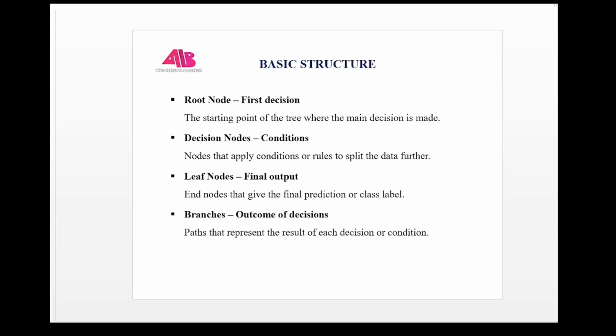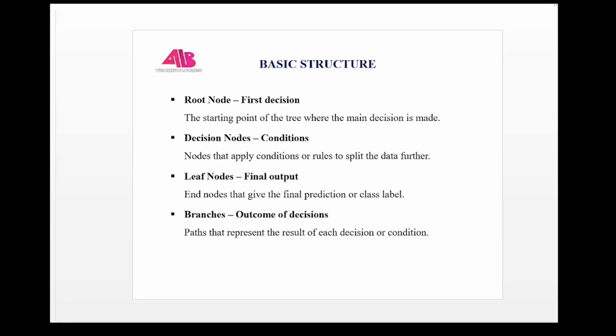Now let's look at the basic structure of the decision tree. Every decision tree starts with something called the root node. This is the very first point where the main decision is made. From the root node, we move to the decision nodes. These nodes apply conditions or rules to the data. Based on the condition, the data gets split into different parts.